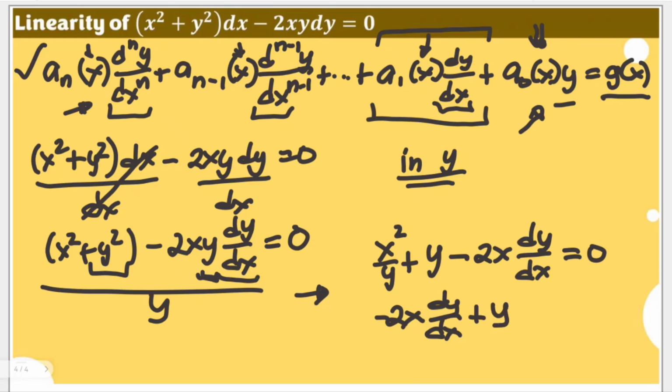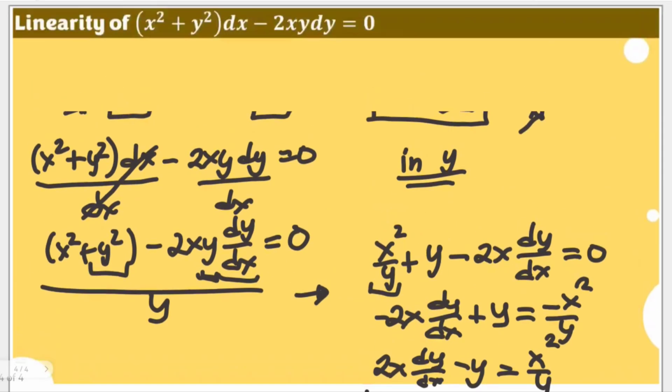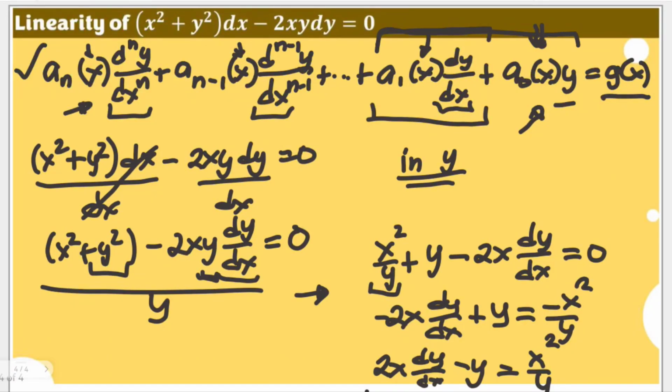Okay, and since this will not fit any of the terms in our linearity for ordinary differential equation, you can move it on the other side, minus x squared over y. If you would like to multiply all terms by -1, you could also have this 2x times the first order derivative of y with respect to x. Sorry, this will become minus now. Okay, minus y, and this will become positive x squared over y. So this form here follows this form here for linearity.